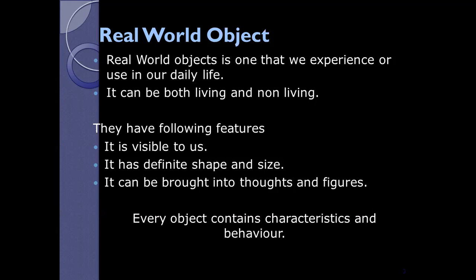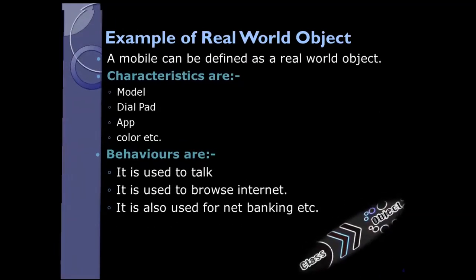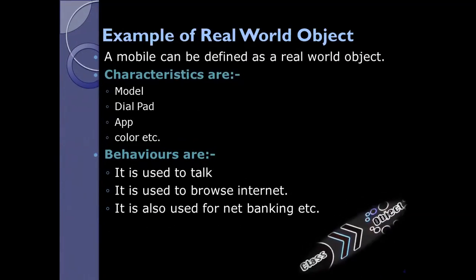Every object contains some characteristics and behavior. Now we will take an example of a real world object, a mobile. A mobile can be defined as a real world object. Then the characteristics of a mobile are model, dial pad, app, color, etc. Characteristics are the features. Next, behaviors. Behaviors are that it is used to talk, it is used to browse the internet, it is also used for net banking. Behavior also means what is the use of the mobile.